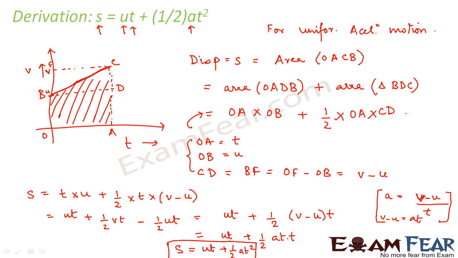So I guess it is not very difficult. It is very easy to understand and you can derive it very easily. That is, we have derived displacement is equal to ut plus half at square. We know that for uniform accelerated motion, we can represent it with a straight line with initial velocity u, final velocity v. So the area under this curve will be equal to displacement. What we did is we calculated the area under this curve and simplified it, and we reached at this equation S is equal to ut plus half at square.